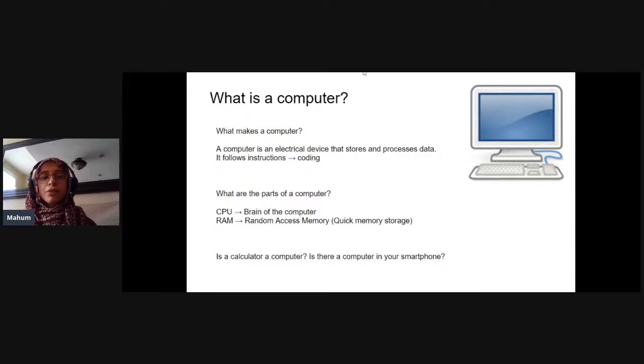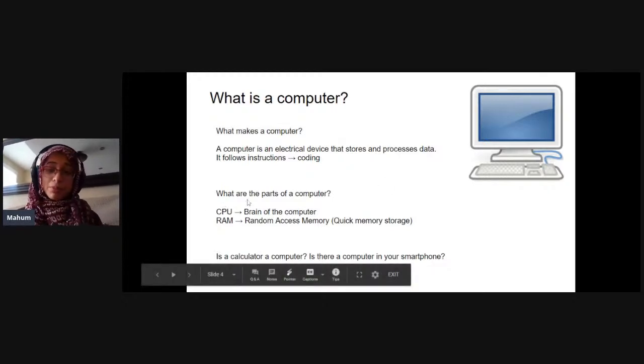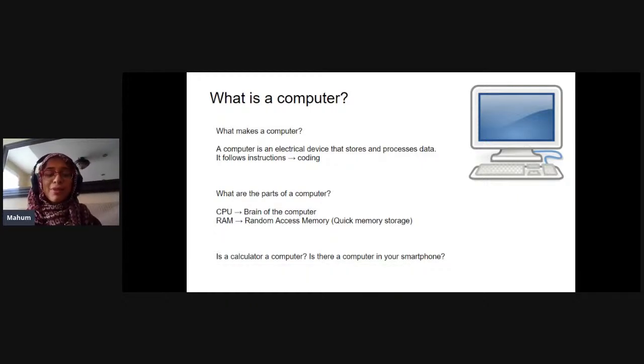Now, what are some of the parts of the computer that you guys know? Obviously, there's the keyboard and the mouse pad, or just a simple mouse, speakers and headphones. Those are things that go along with it. But what really makes a computer? The most important parts are the CPU and the RAM. The CPU stands for Central Processing Unit, and that is the brain of the computer. And the RAM is the random access memory, which is for quick memory storage so we can quickly do the coding that we've instructed it to do.